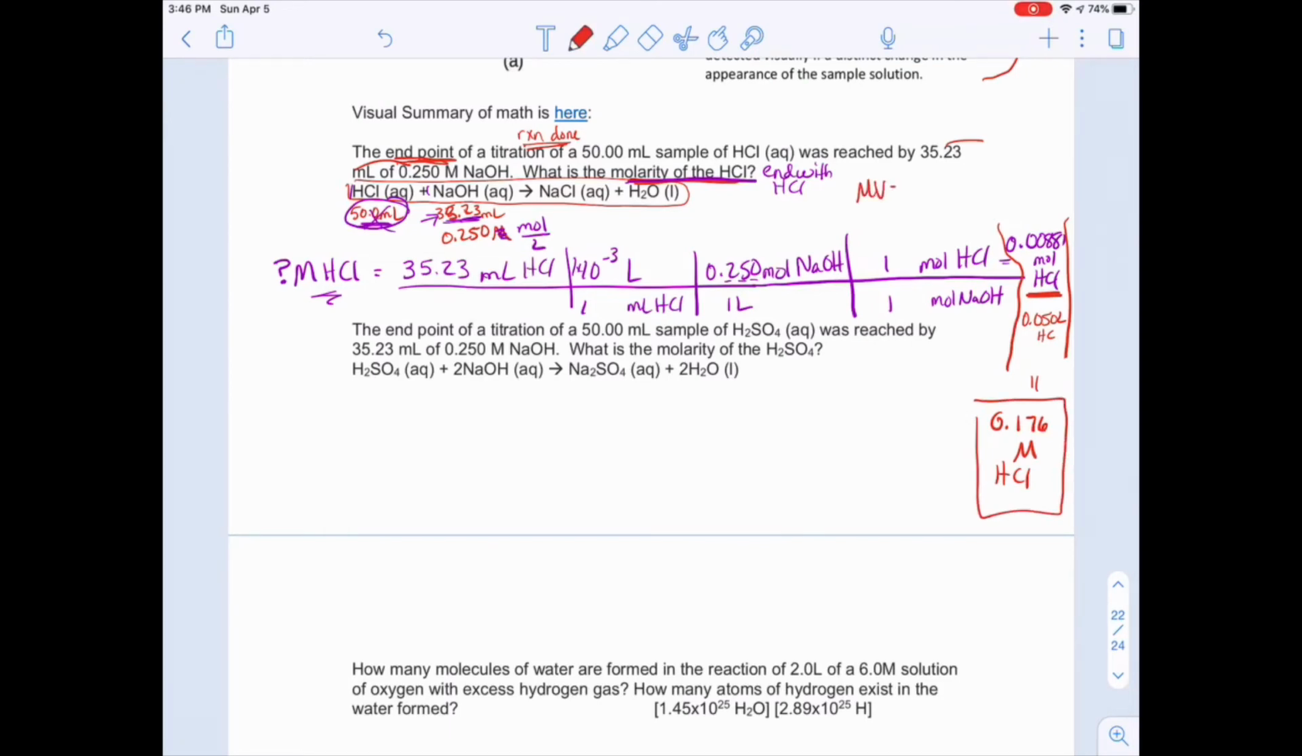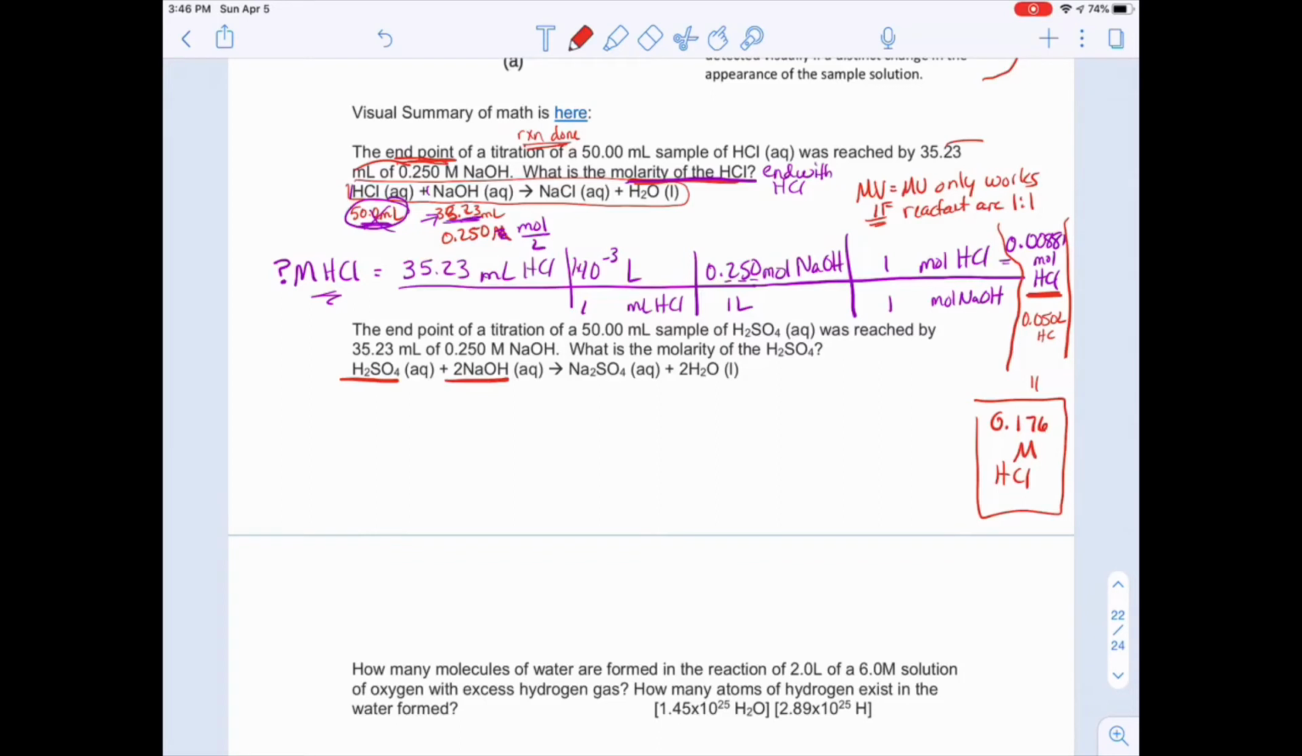And yes, I know it also feels like a dilution problem where you could do MV equals MV. That only works if the reactants are 1 to 1, which they are here. But if you look at this reaction, do you see here? It's 1 to 2. It's not going to work. It only works when it's 1 to 1.